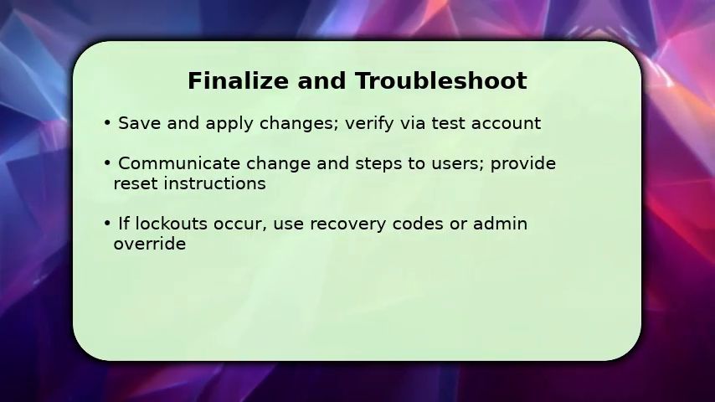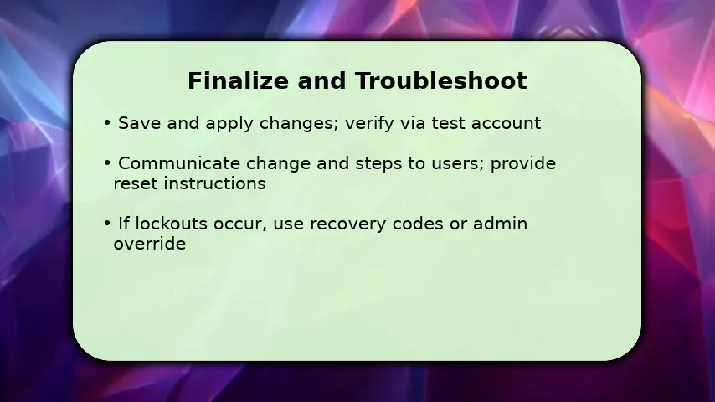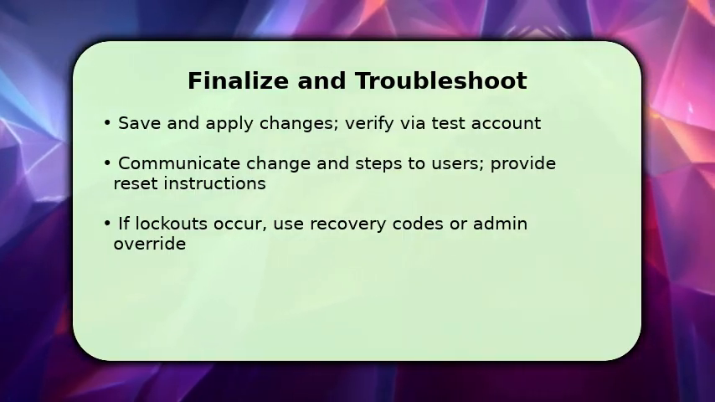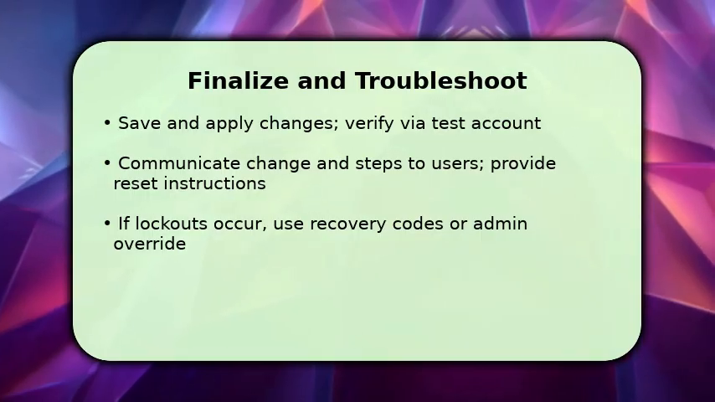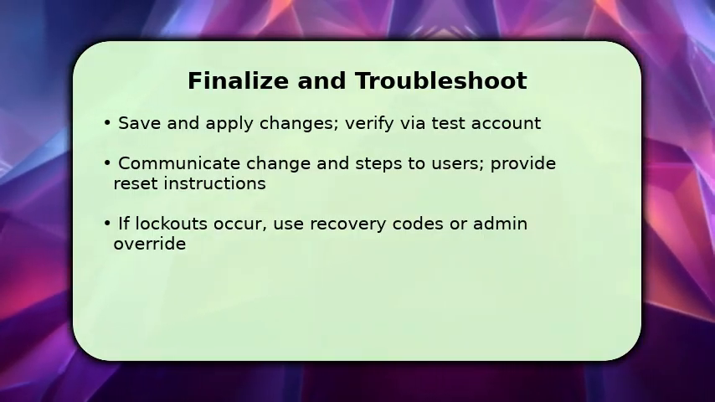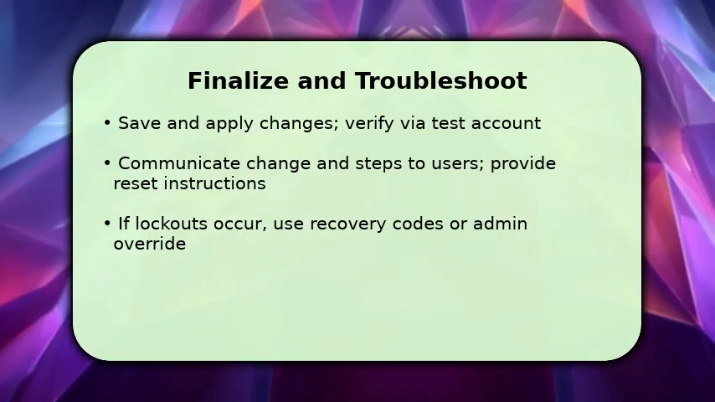If someone is locked out, first use recovery codes or an admin override to restore access, and then investigate logs to see why enforcement failed. Make sure to adjust timing or grace periods if you see repeated issues affecting many users.